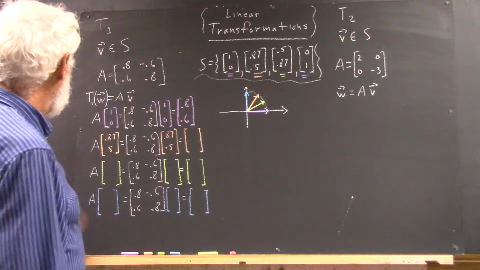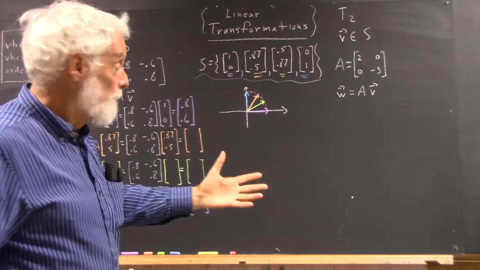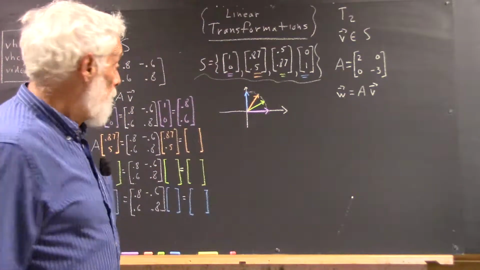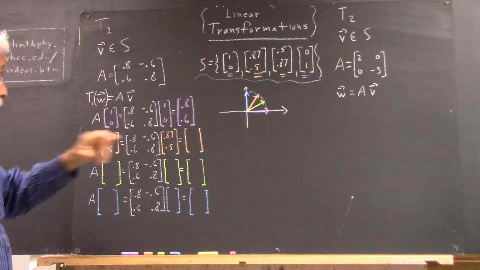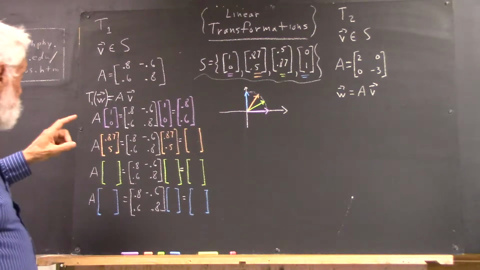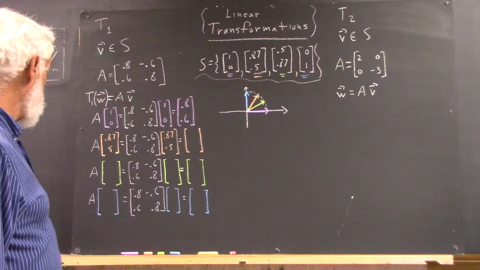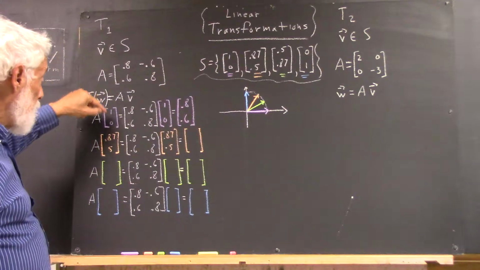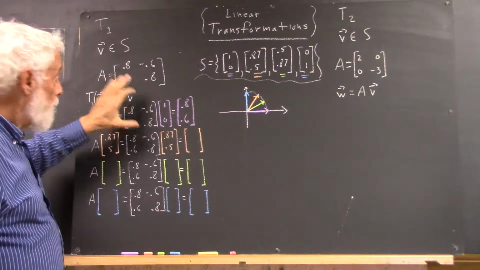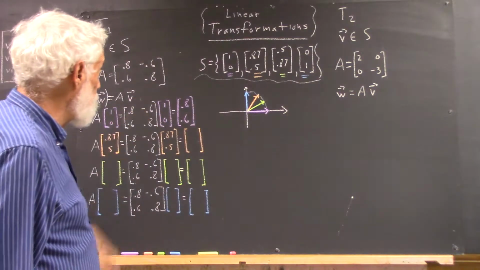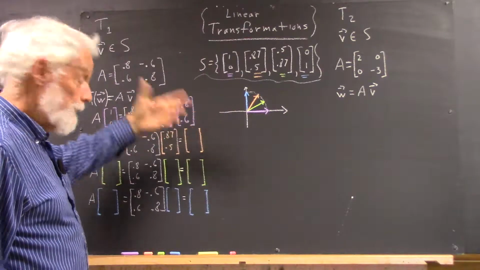Okay, so V is going to be one of the vectors in S. Now, V could be any vector in the entire plane, but we're just going to use the vectors in S, and you'll see to some extent why we do that. So A multiplied by the first vector in the set is just A times the column 1, 0. A is just this matrix. So if we multiply this matrix by 1, 0, what do we get? Well, first row times first column just gives us 0.8, and that should be clear.